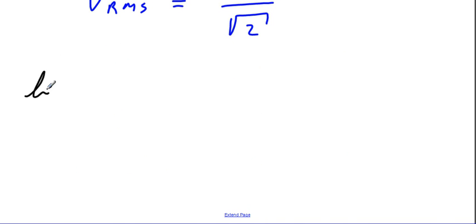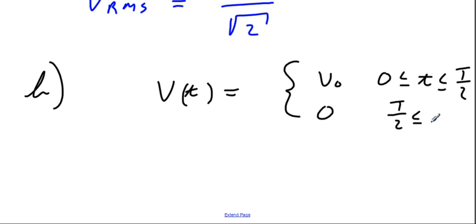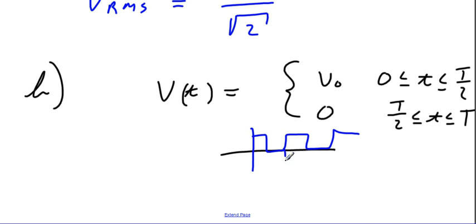Now we're looking at the B part. And in the B part, we have a positive going wave. Okay, so I'm going to have V of t equal to V naught when 0 is less than t less than or equal to the period over 2, and it's going to be 0 when T over 2 is less than or equal to t less than or equal to the capital T. So I got a wave that looks like that, and that's my period T.